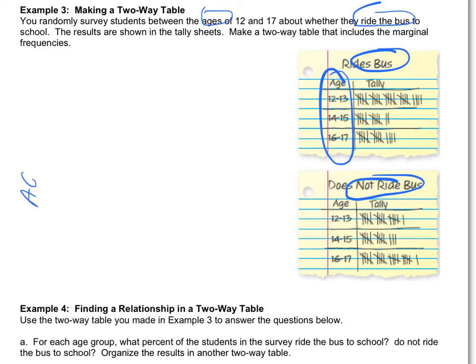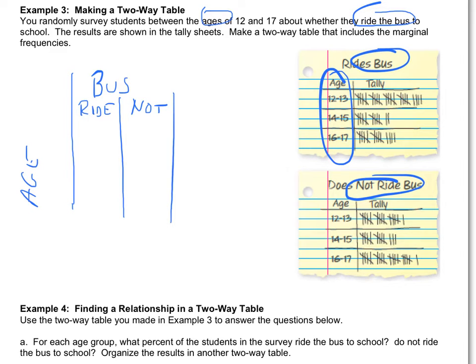So age and bus. Okay? So what we need to start doing next is we're going to draw a line here. You know what? I'm going to take that line out for the moment. I think we're going to need a little more room than that. That's not much better, is it? So we're going to do ride the bus or not ride the bus. Those are the two choices there. Then we're going to talk about 12 to 13, 14 to 15, and 16 to 17. So here we have the ages.